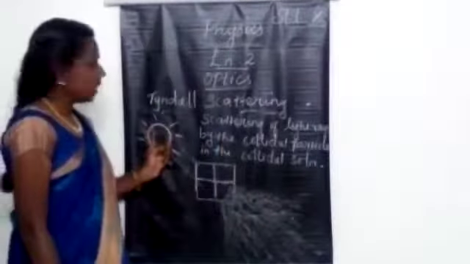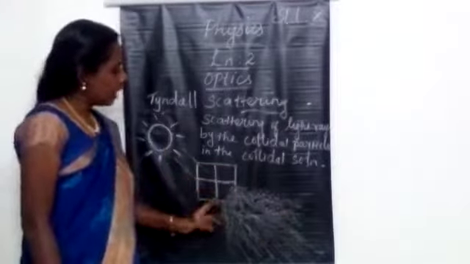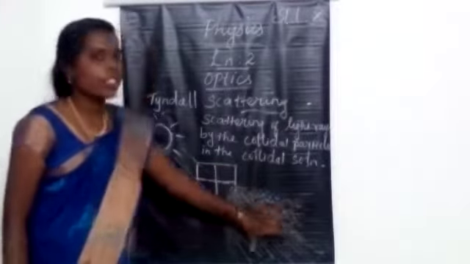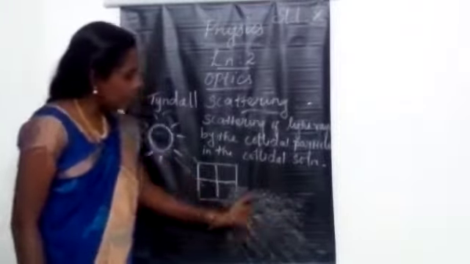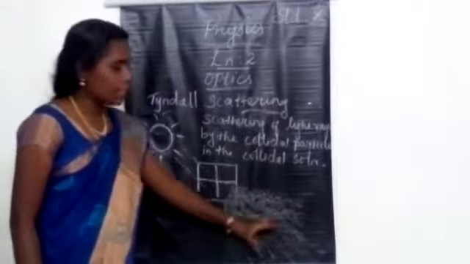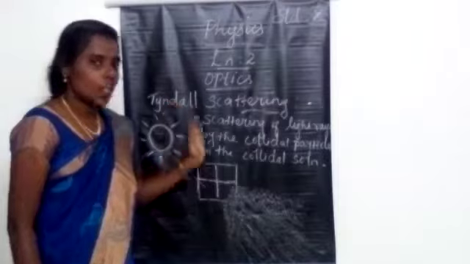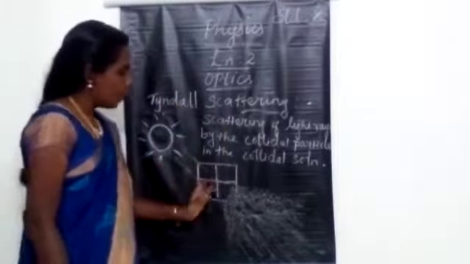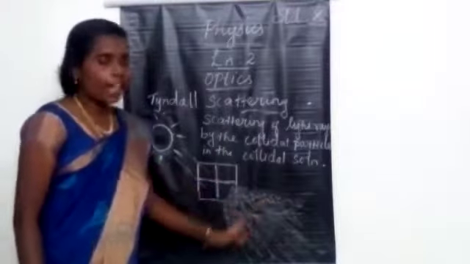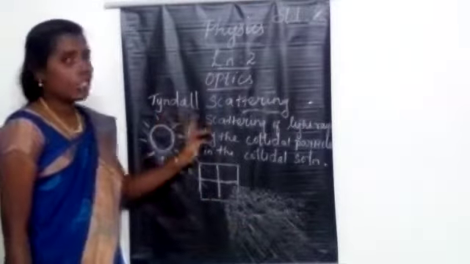See, when the sunlight enters into the dusty room through the window, we can see the path of light. The path of light is visible to us. How can we see the path of light? Because many dust particles are present here. So this effect is called the Tyndall effect or Tyndall scattering. The path of light is visible to our eye.